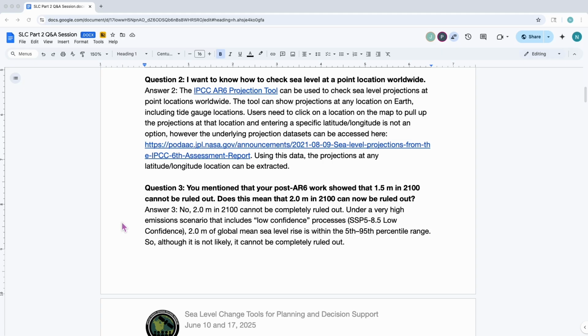The tool does not let you input specific latitude, longitude coordinates. So if you have a specific location in mind that's not at a tide gauge and you want this projection at exactly that latitude, longitude, what you need to do is download the underlying gridded global data set and then programmatically interpolate the projections to your location of interest. So we've put a link into the Q&A document that points to that underlying data set, and that's what you can use to access the projections at specific latitude, longitude locations.